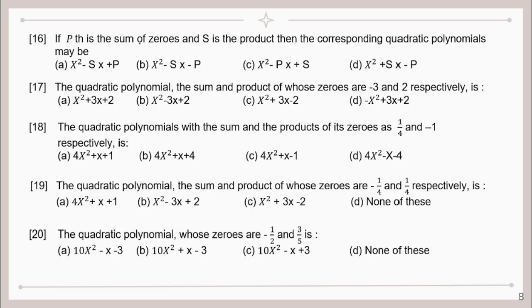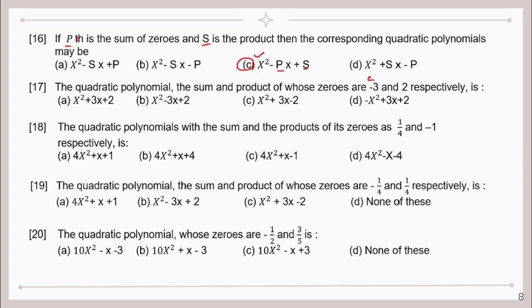If P is the sum of zeros and S is the product of zeros, then the corresponding quadratic polynomial is, as I told you, x square minus sum of zeros into x. What is the sum of zeros? P. So x square minus p into x plus product of zeros. So C is the right answer. The quadratic polynomial, the sum and the product of zeros are minus 3 and 2 respectively. The sum and the product of the zeros.